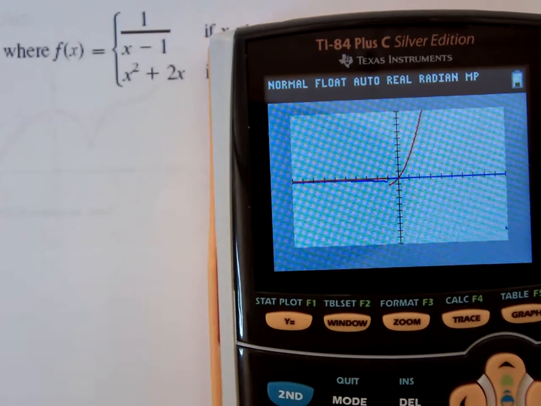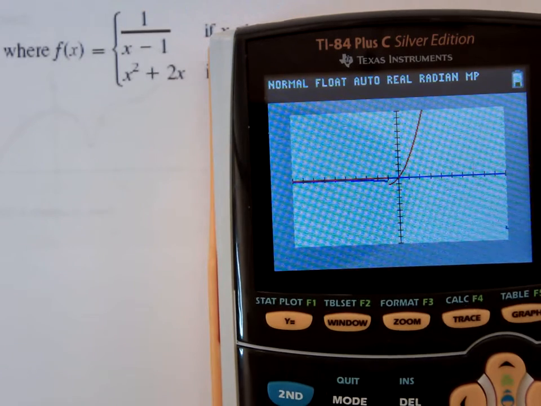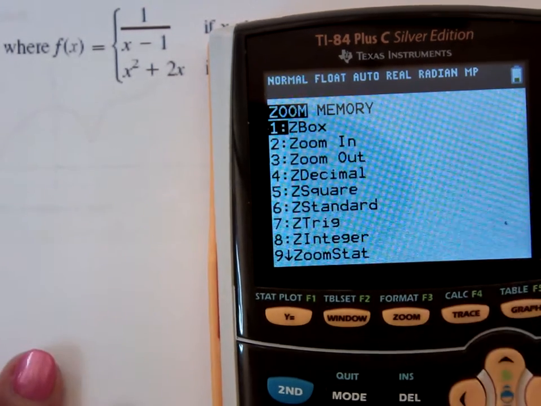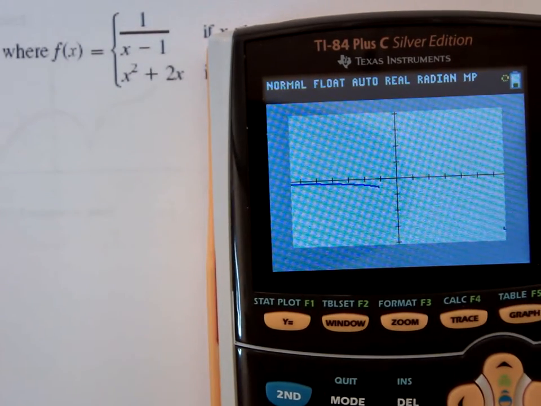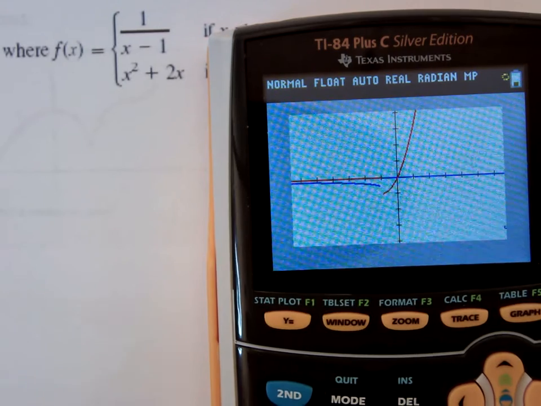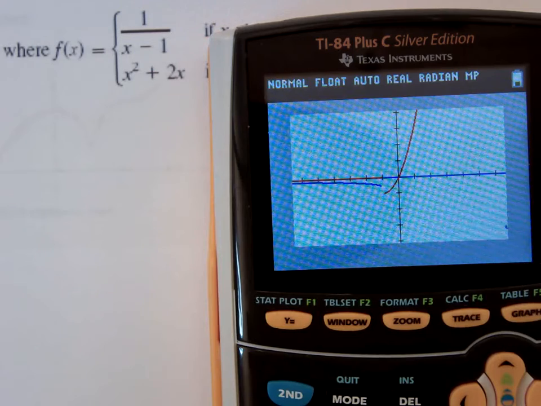That means if I come in from the left, I'm going to get one limit. If I come in from the right, I'm going to get another. Come in from the left, I'm going to get 1. Come in from the right, I'm going to get another. If I do a zoom decimal, we'll get a better look at it. There's a jump there.